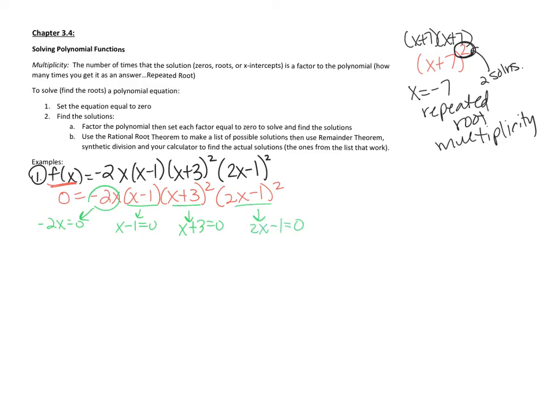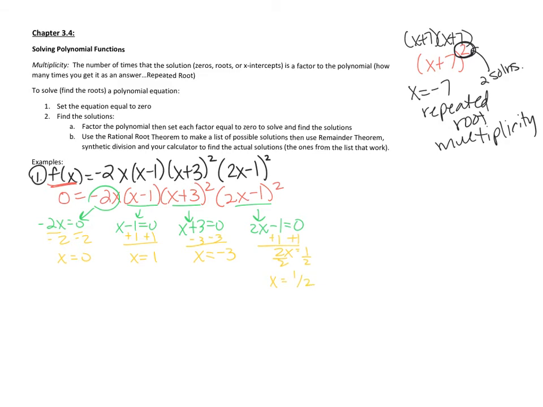Okay, so if I look at the first equation, I would divide by -2, so x equals 0. I would add a 1 on this one, x equals 1. I would subtract my 3, so x equals -3. I would add a 1, divide by 2, so x equals 1/2. Oh, okay, well, I must be finished, right?